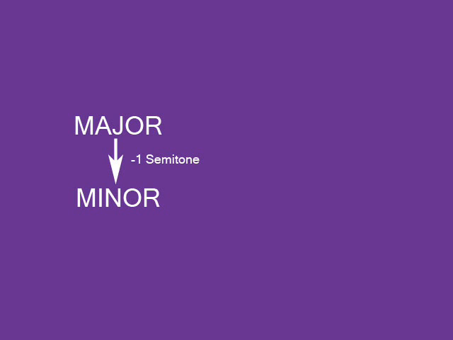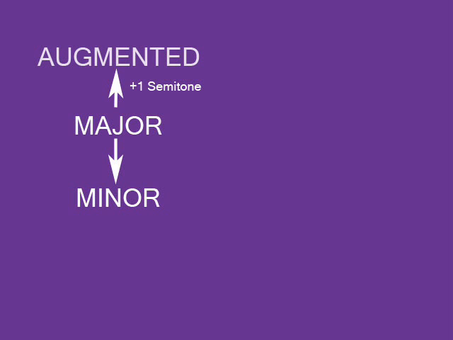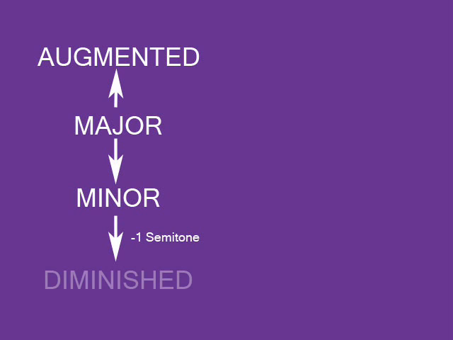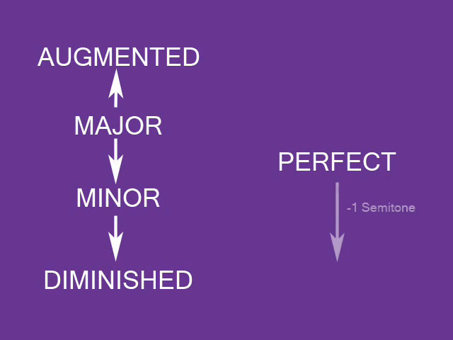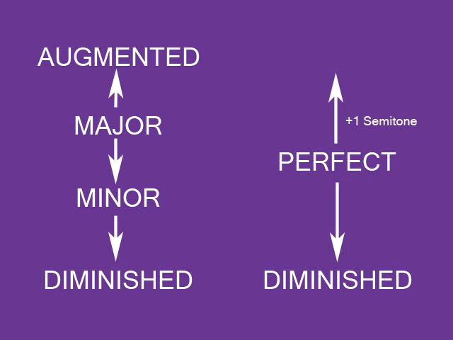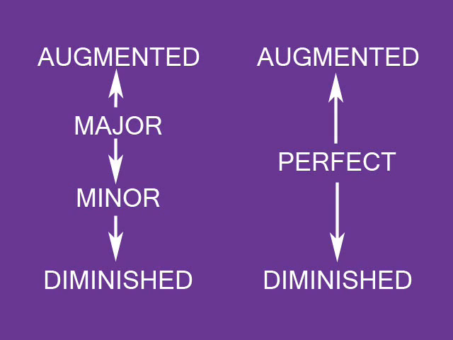In addition to this, at Grade 4 you need to learn the following very important rules. When a major interval is made larger by one semitone, it becomes augmented. When a minor interval is made smaller by one semitone, it becomes diminished. When a perfect interval is made smaller by one semitone, it becomes diminished. And when a perfect interval is made larger by one semitone, it becomes augmented. I'm afraid there is no escaping it.